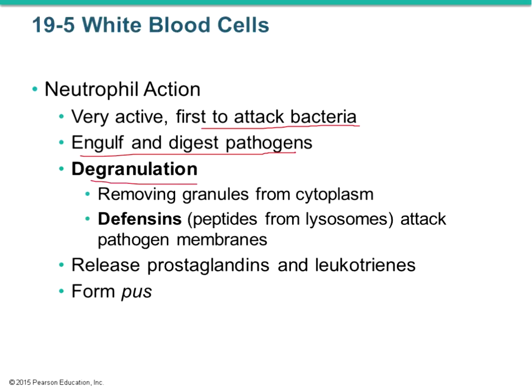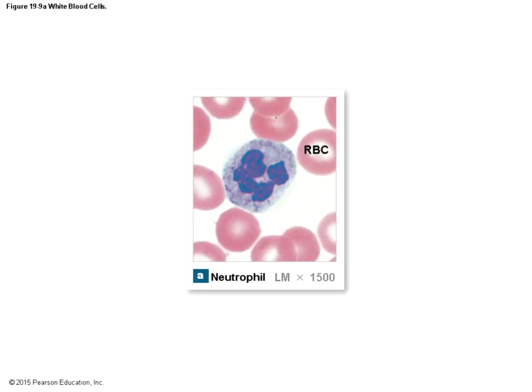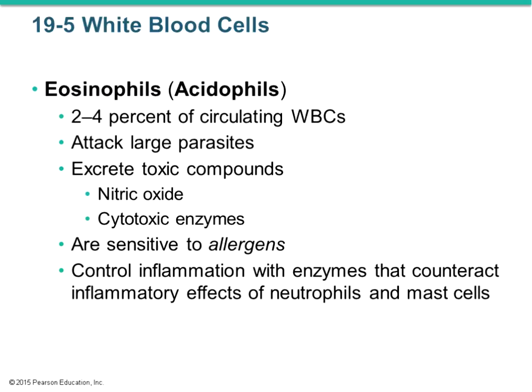They can go through what's called degranulation to attack, and we'll look again at neutrophil action even in further detail when we do the immune system. Okay, and they can also form pus when they damage these different cells that they're attacking. And so there's what a neutrophil looks like. Again, you're going to get the opportunity to look at these neutrophils in lab coming up.